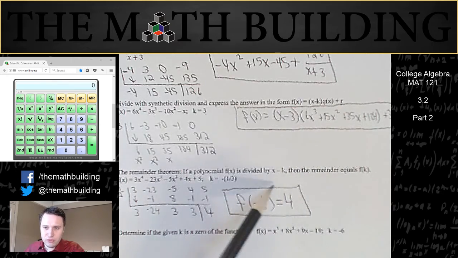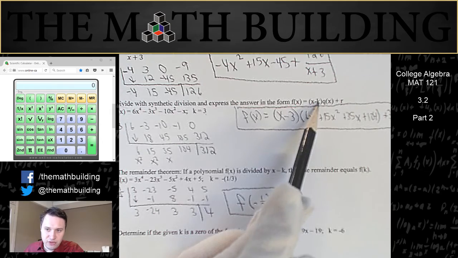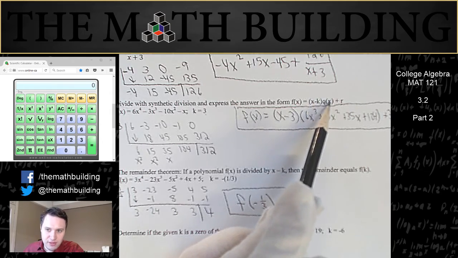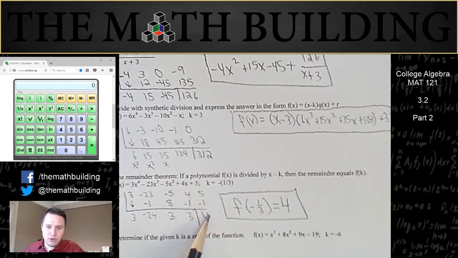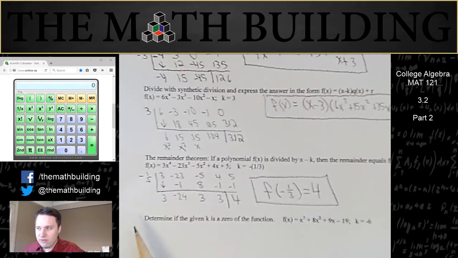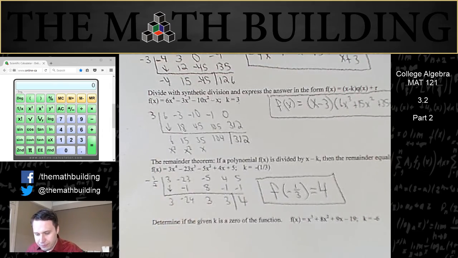Do you see how this is related to this theorem? We plugged in a third, and we got a third minus a third, which is 0, times this is 0. So that means that when we plug in this number, the remainder is our answer. So we just saved a whole bunch of fraction headaches. And you can do this for any value with the polynomial just by doing synthetic division.